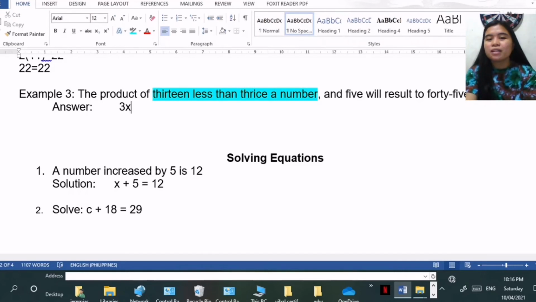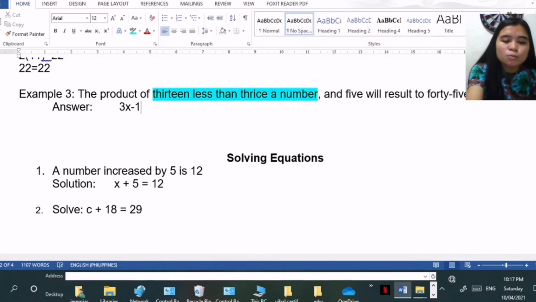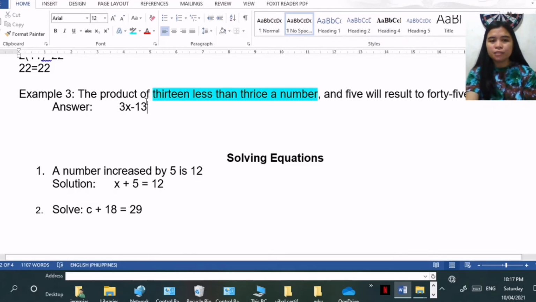Okay po. 3 times x or 3x. Katulad di ba kanina ng 2t, yung 2t, ang sulat sa kanya is 2 times t. Yung thrice a number, that is 3x. O, dahil less than, ibig sabihin, magma-minus tayo. Less than what? 13. So, magiging 13 yan. Eto na yung 13 less than thrice a number. Eto na siya. Now, and 5. Eto na yun, and 5.